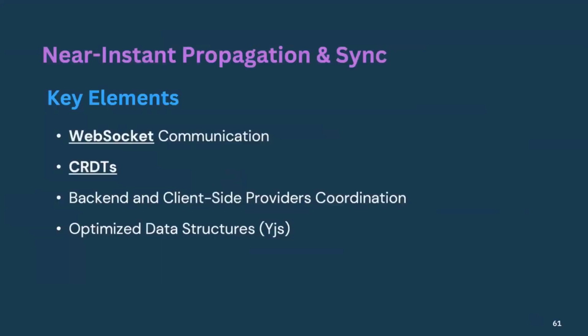So by carefully selecting technologies, we were able to design a system that achieves almost instant propagation of changes. The main elements that made this possible were the use of WebSockets for communication, integrating memory-efficient CRDTs for handling concurrent updates, backend and client-side providers coordinating together and ensuring prompt communication across clients, and optimized data structures within YJS, which was our secret weapon in reducing potential latency.